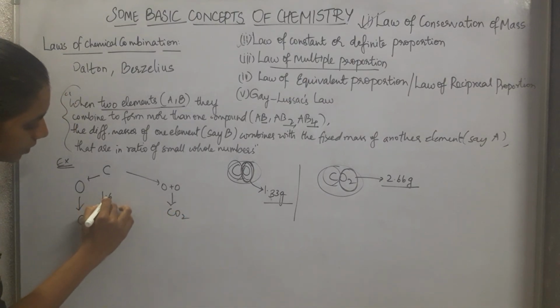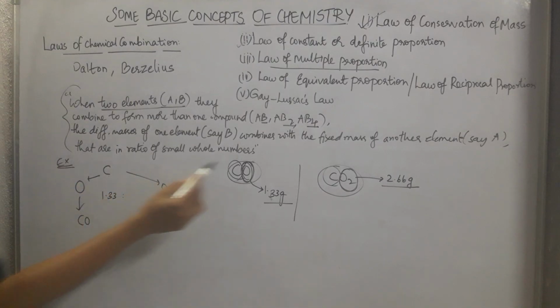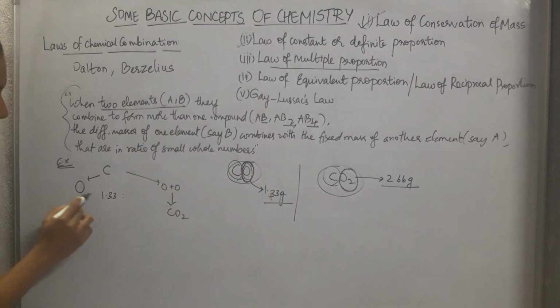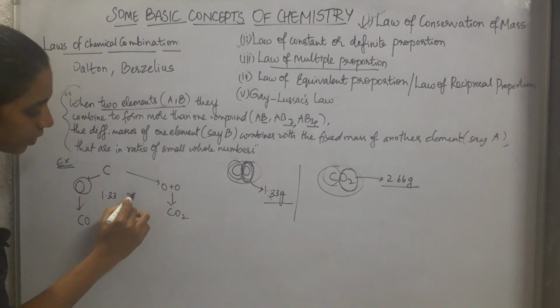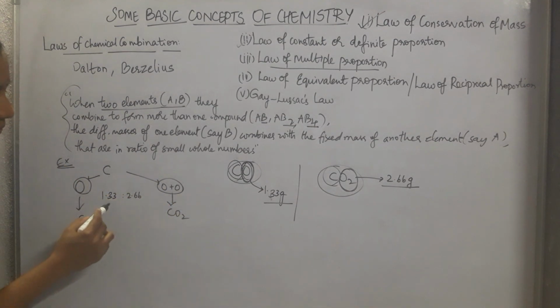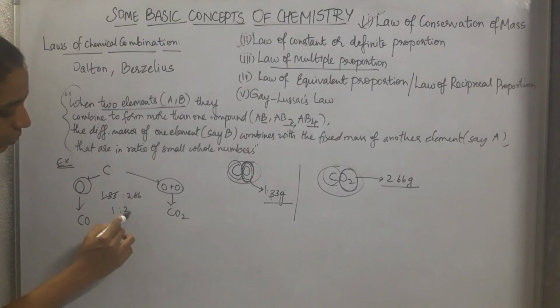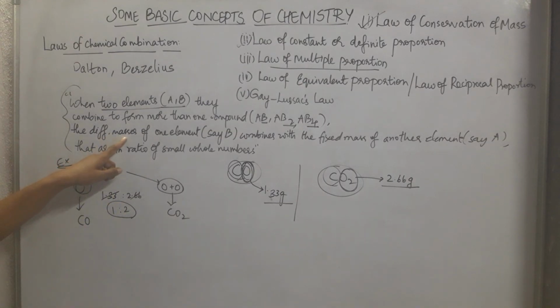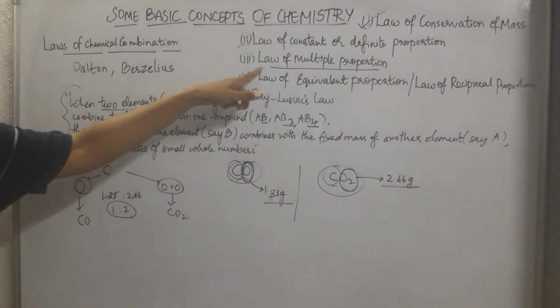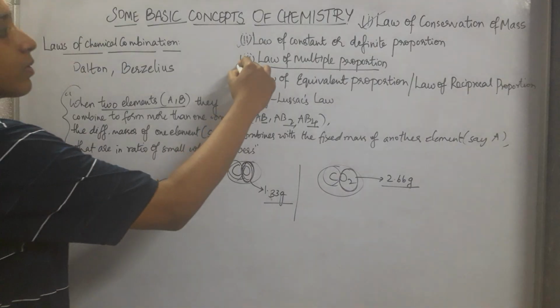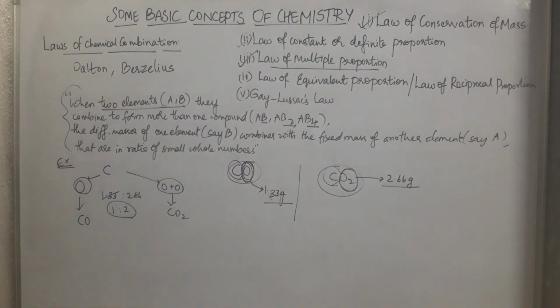The masses of oxygen are 1.33 in the first case and 2.66 in the second case. So what will be the ratio? 1:2. So the different masses of one element's ratio will be in small whole numbers. So this proves the law of multiple proportion. So this is the third law. Now we'll be going into the fourth law.